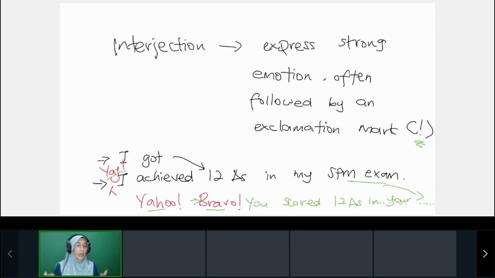So that's why these are all called parts of speech. They are parts when you try and say something. They are parts when you write something. It's a lot better than just saying "you score 12 A's." That's it. So try and make it a lot more vibrant in the sentence by using interjection, right?